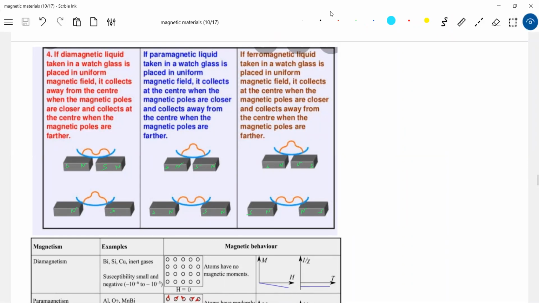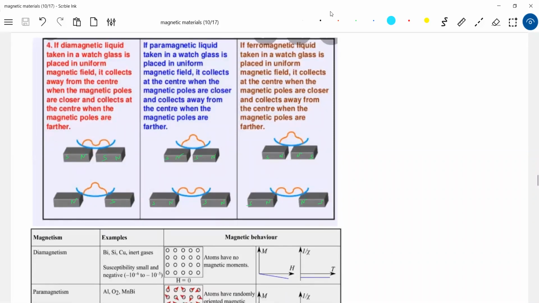Okay, what it says: in a watch glass. I think all of you know a watch glass, some sort of like a cup, like a cup and saucer. It's made of transparent glass. In that, I'll fill up a diamagnetic liquid. What are the diamagnetic liquids? Bismuth, silicon, copper, all these are examples.